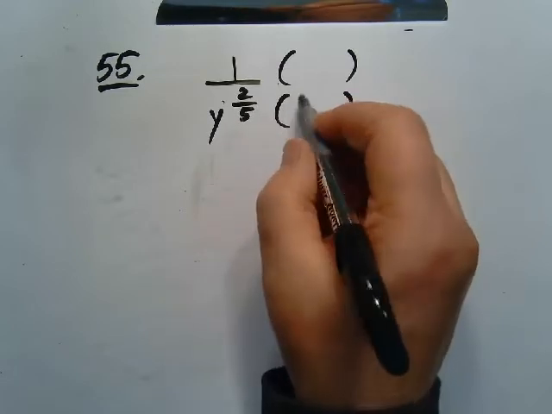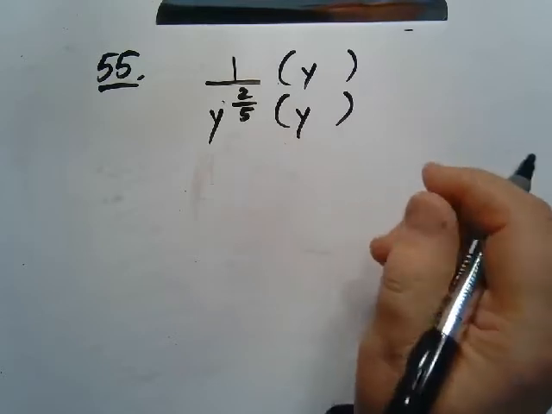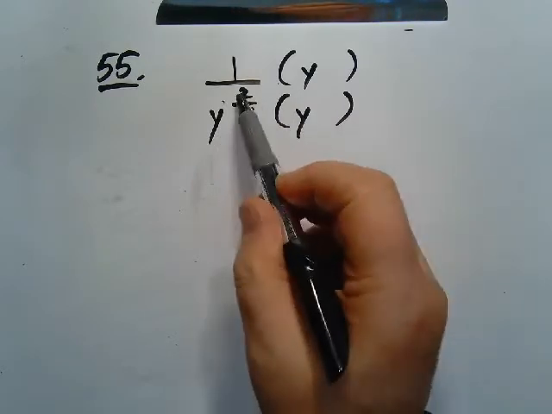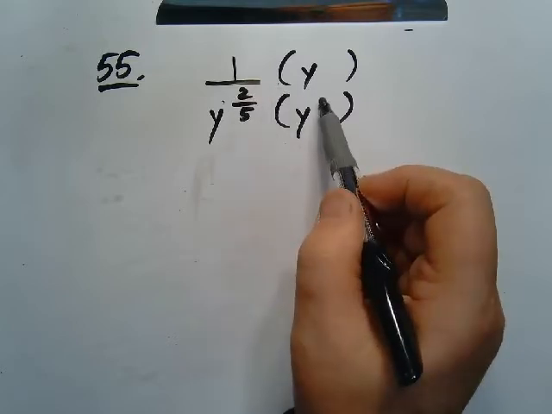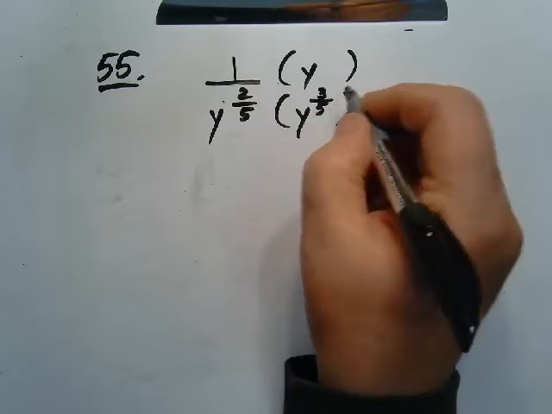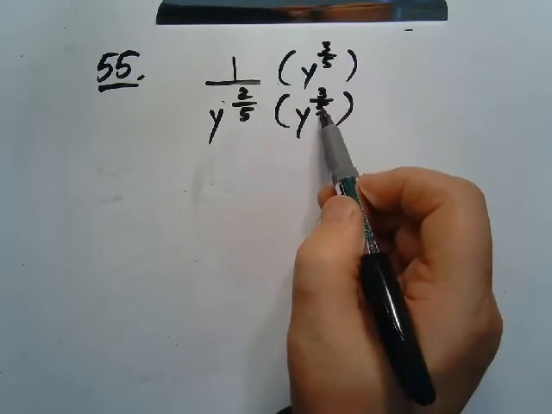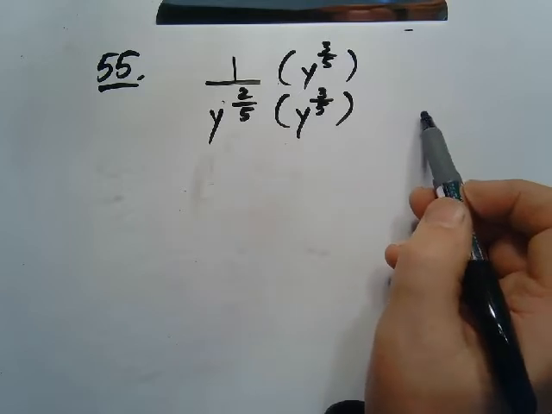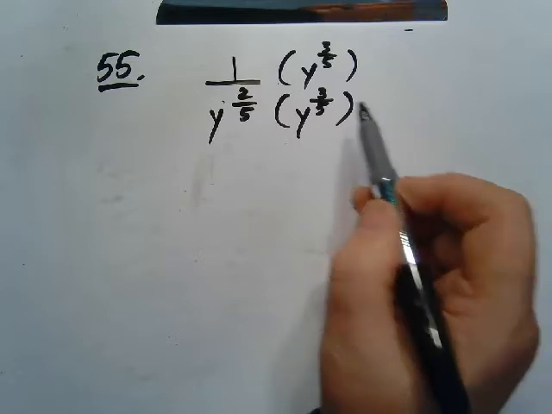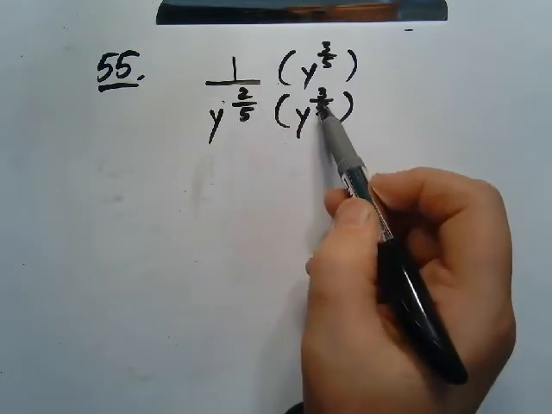Now don't forget that if I'm multiplying, I would add the exponents. So it's going to be y to the something. Well, what can I multiply this by where the exponents added give me a whole number? Well, if I put 3/5 in here, y to the 3/5, 2/5 plus 3/5 gives me 5/5. That's a whole number. And that's what I need, is a whole number exponent in the denominator.